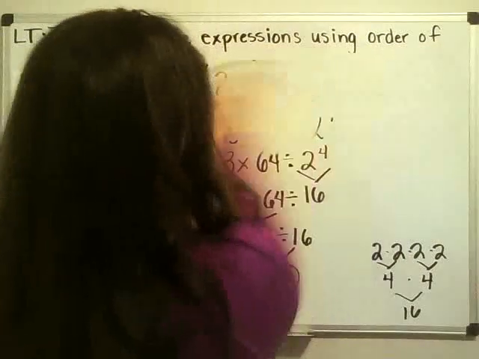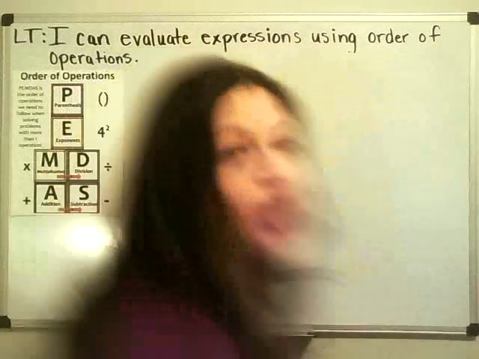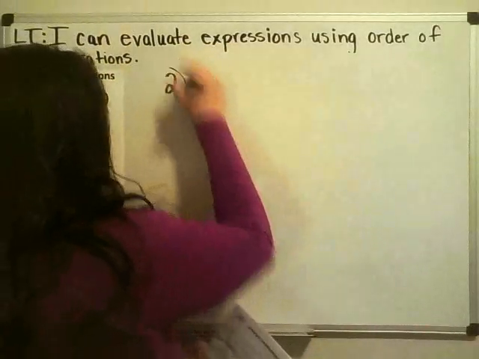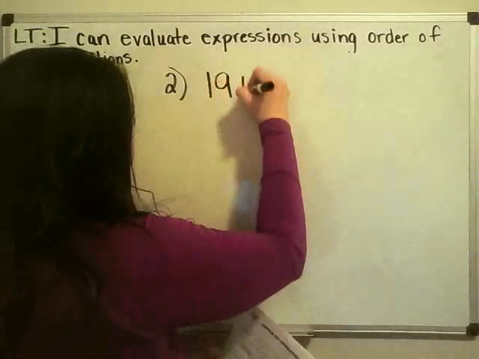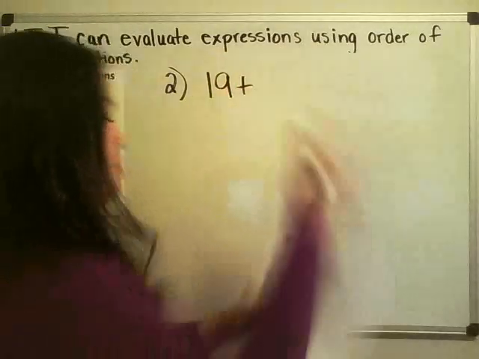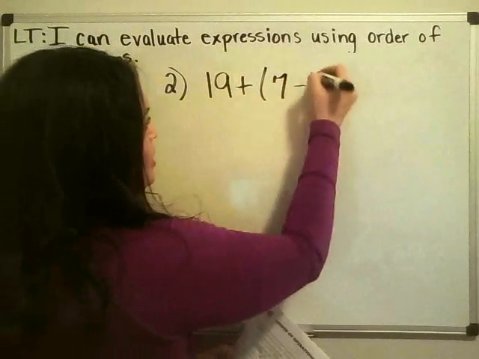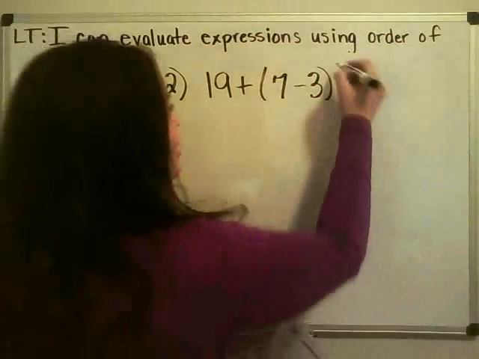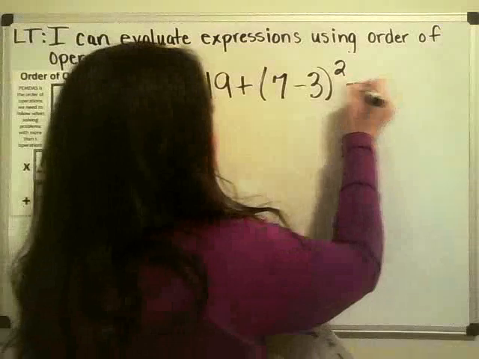All right, here we go. Number 2, and that's going to be the last one that I'm going to do with you. And then you guys have the rest on your own. So here's number 2. We're going to go 19 plus parentheses 7 minus 3 squared, minus 50.